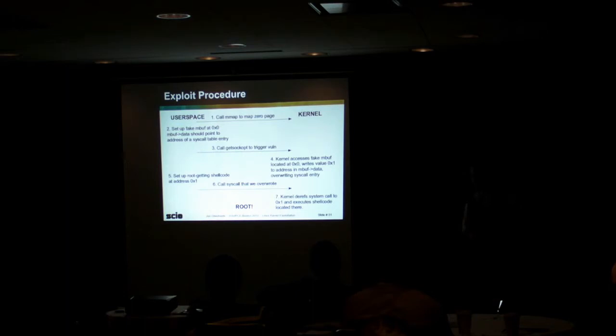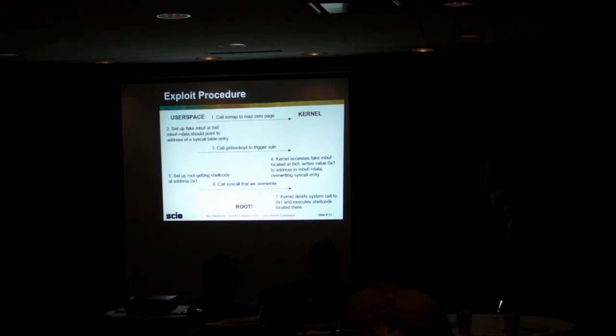Next, we actually want to trigger this vulnerability with the getsockopt, which causes the kernel to access this fake mbuf located at 0. It has no idea that this is actually an mbuf that was created by a user. It thinks that it's just a normal part of its kernel memory. And it looks at the address stored in our data field and writes a value of 1 to a syscall entry in the syscall table.